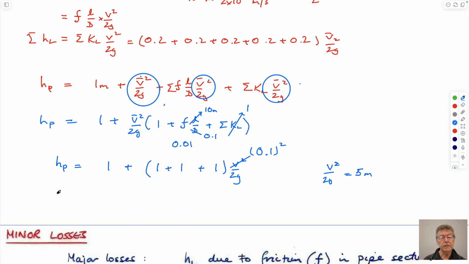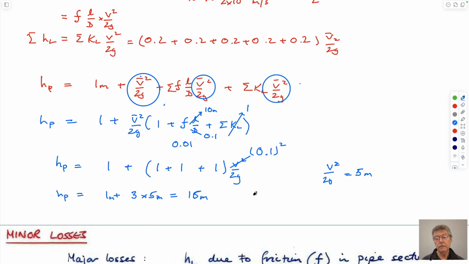So we end up with a value of the pump head, which is equal to 1 plus 3 times 5 meters. This is in meters. This is dimensionless. This is in meters, which is 15 meters. Pump head is 15 meters. 16 meters. I can't count.